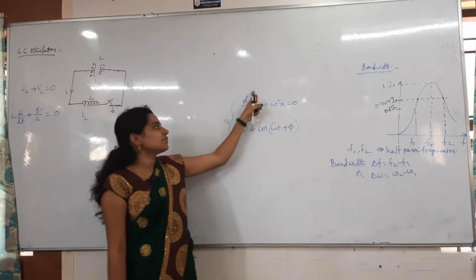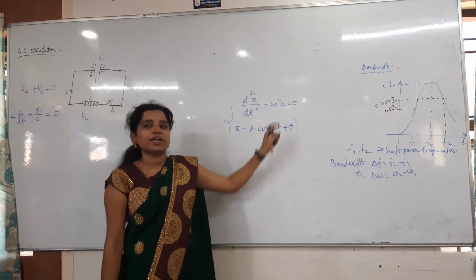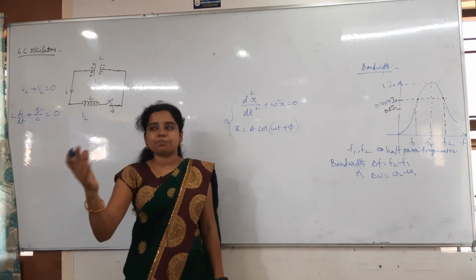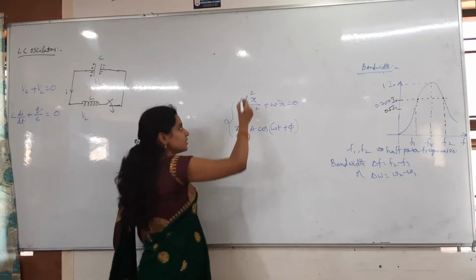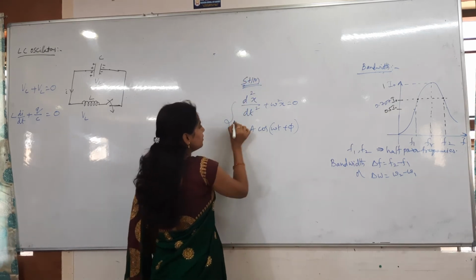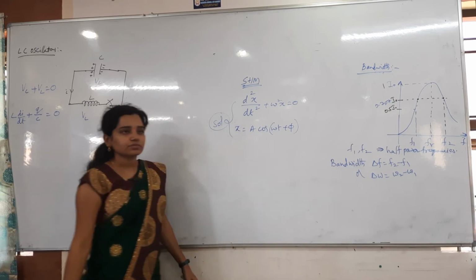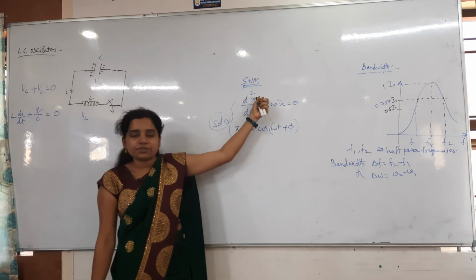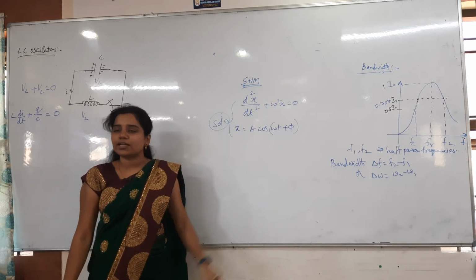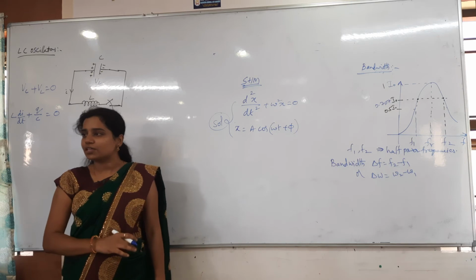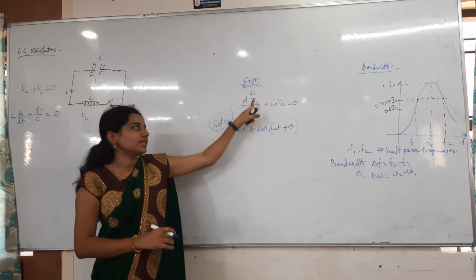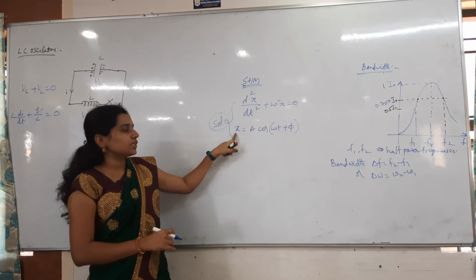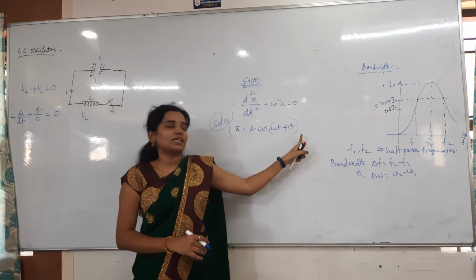Otherwise, if I get d square y by dt square plus omega square into y, then y is equal to a sin(omega t plus phi). This is a standard SHM equation and this is its solution. So this is how we get the SHM equation, by this differential form. Directly we will write the SHM equation. So we got d square x by dt square plus omega square x equals 0, and the solution is x equals a cos(omega t plus phi).